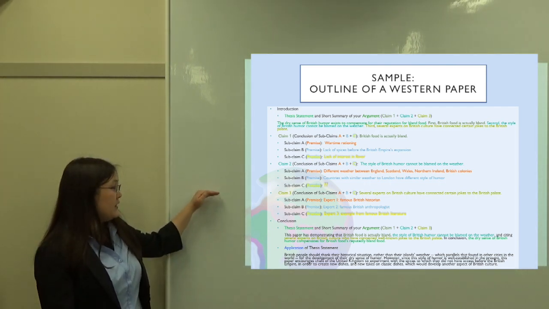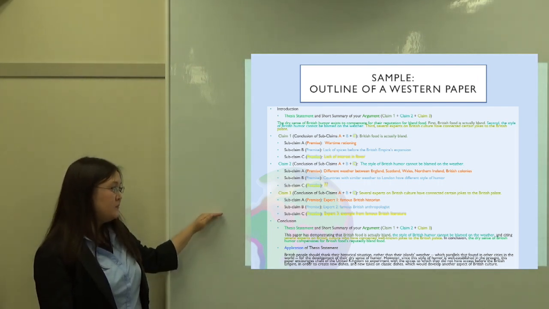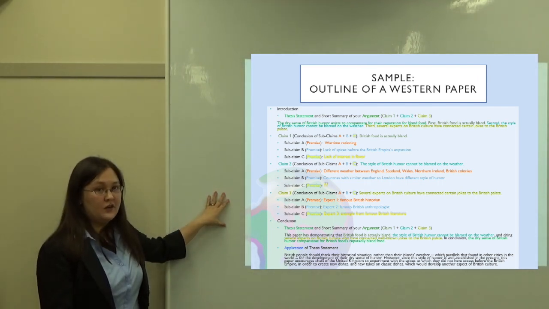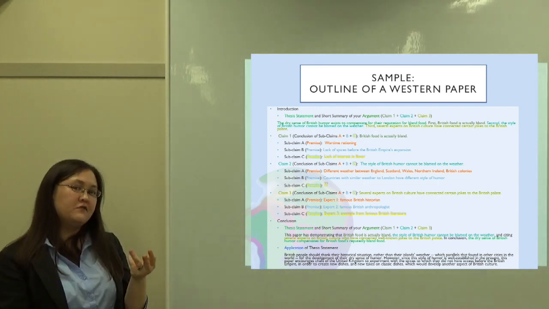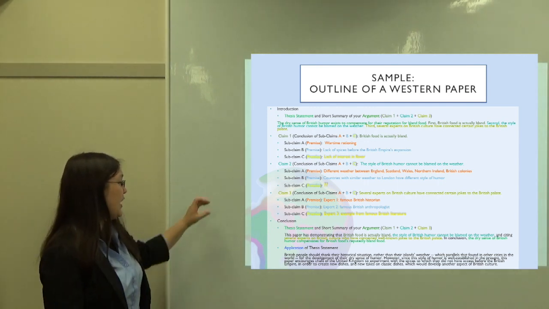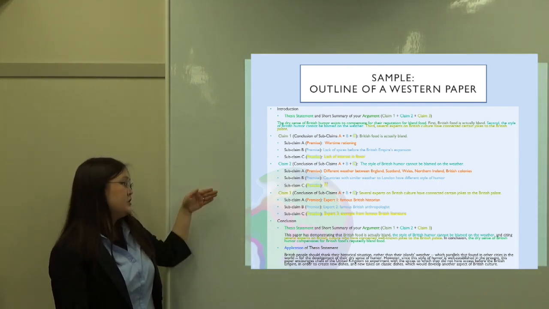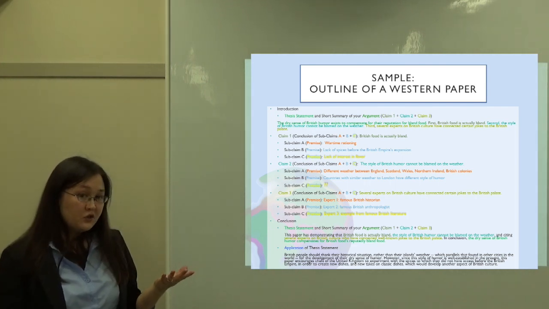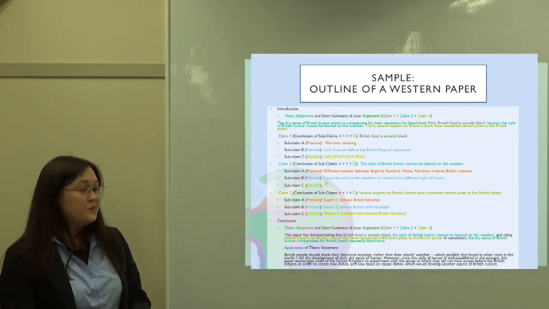So even though I don't know who they are yet, I haven't decided, I know what I need to look for. I need to find a historian, I need to find an anthropologist, I need to find a famous novel. If I do that, then I will have my subclaims for my claim 3, which is several experts on British culture have connected jokes to the British palate.